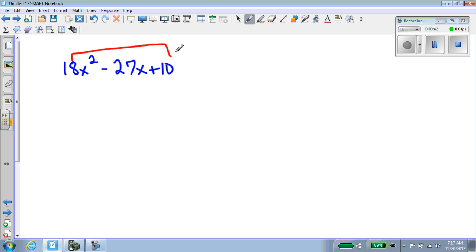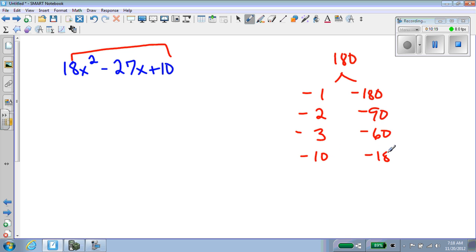There would be a lot of guess and check in this. So 18 times 10 is 180. So I need factors of 180 that add up to negative 27. It is a positive 180, and we're trying to get a negative 27, so both of the factors will be negative. So -1 and -180. That's way too big. -2 and -90, still -92. -3 and -60. No, no, no. Let's jump ahead. Maybe -10 and -18.